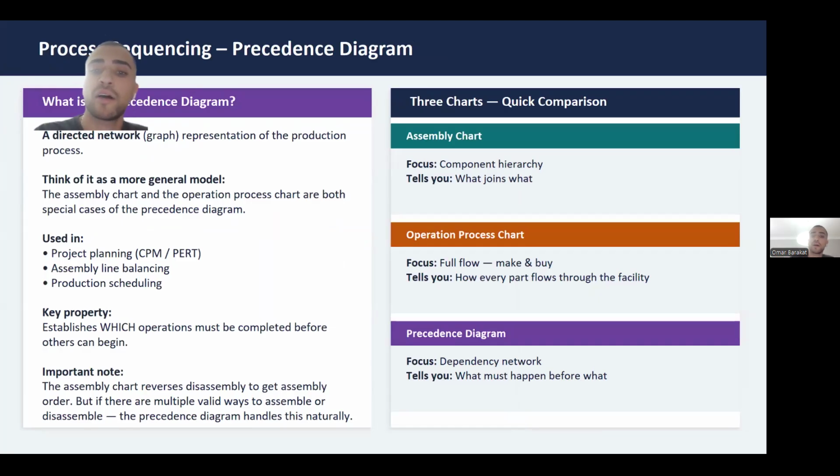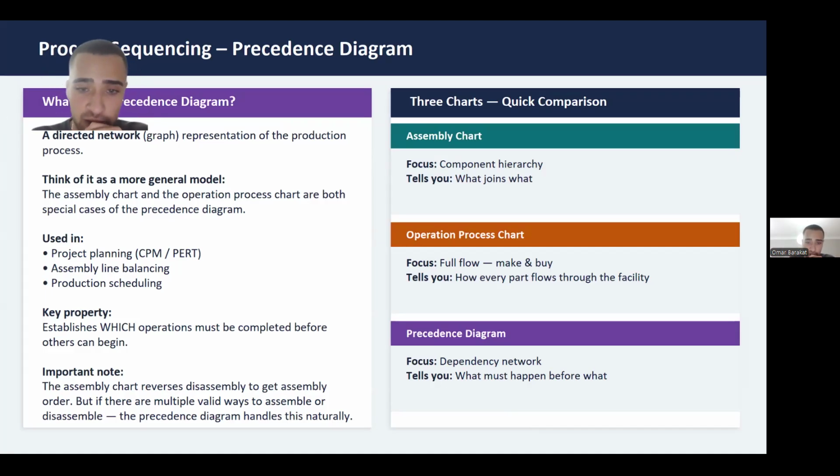The assembly chart and operation process chart are both special cases of a more general model called the precedence diagram. It's a directed network that shows which operations must be complete before others can begin. You've probably seen precedence diagrams before. CPM networks and PERT charts are both types of precedence diagrams. In the context of process design, the precedence diagram handles cases where there are multiple valid ways to assemble or disassemble a product. The assembly chart assumes one fixed sequence. The precedence diagram captures the full range of valid orderings.